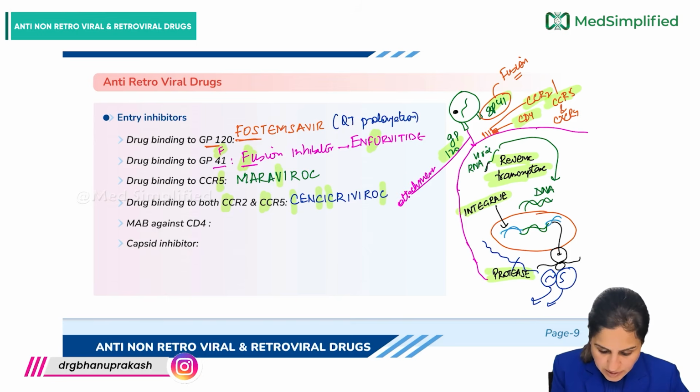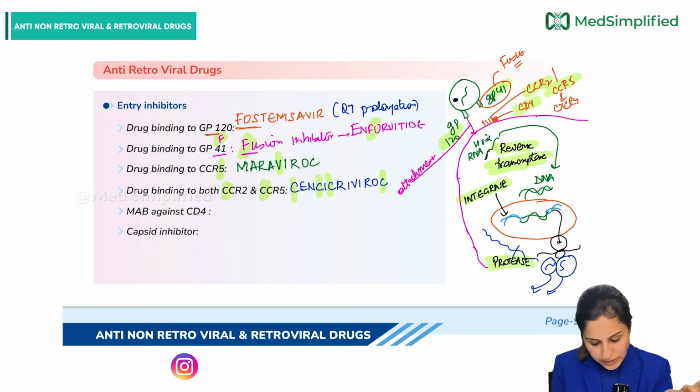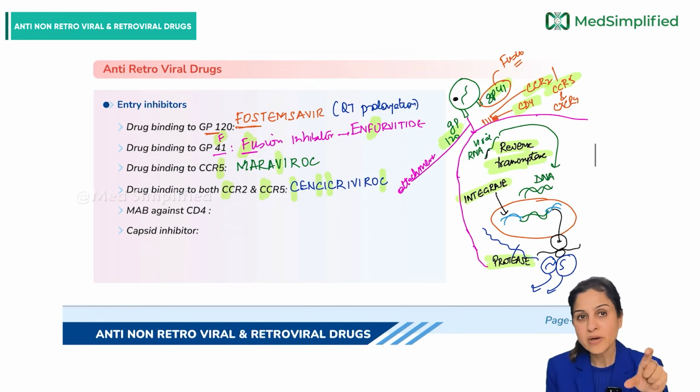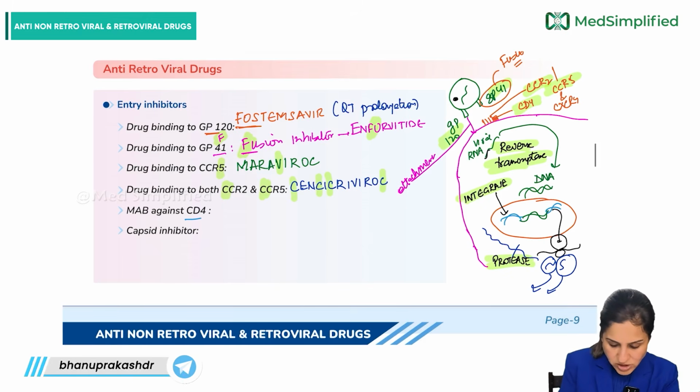Then we have another drug, which is a monoclonal antibody. And it is not targeted only against CD4, but also CCR2 and CCR5. So that drug is called ibalizumab.